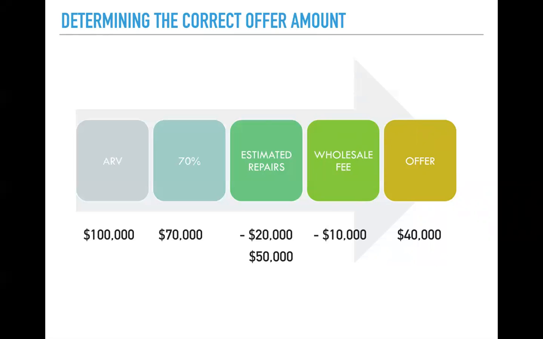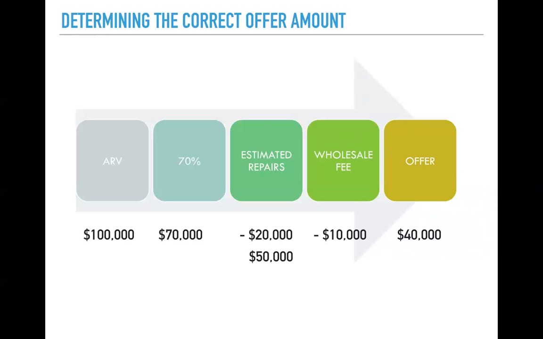All right, so the last little thing I wanted to show you in terms of figuring out what that correct offer amount is, here's just a little illustration of how we would determine that offer amount. Let's say we run the comps on the property. We see that properties similar to ours, once they're fixed up in a particular area, look like they're selling for about $100,000. So we're going to take 70% of that $100,000, and we're now at $70,000.